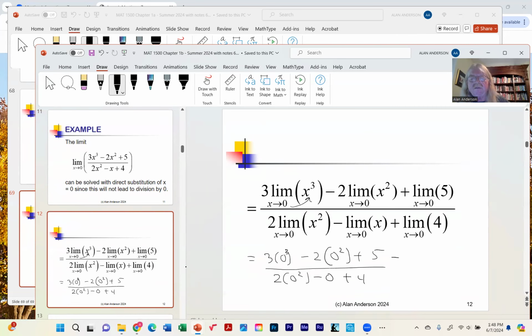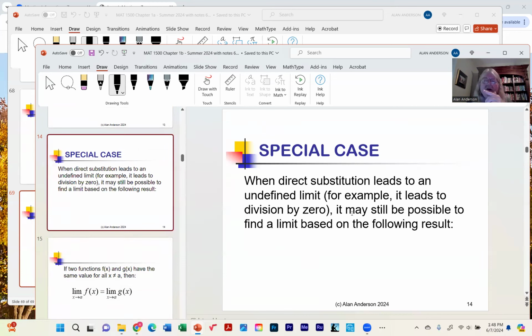Now, what if we did get division by 0? Oh, now we could just say, well, listen, that's it. We're done. We can't do this. But there are ways, possible ways of working around this. Now, this is a little bit more involved. I'll tell you what, I didn't realize it was so late. I think this might be a good stopping point.